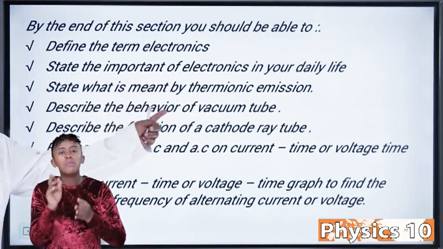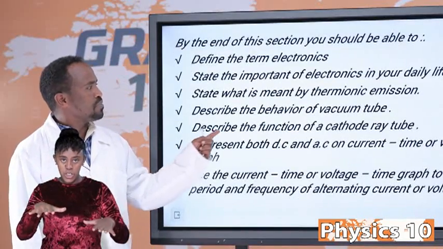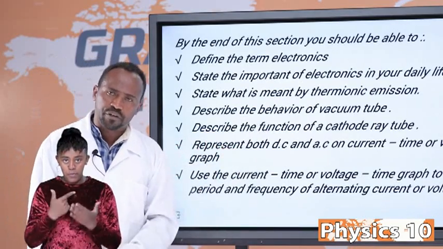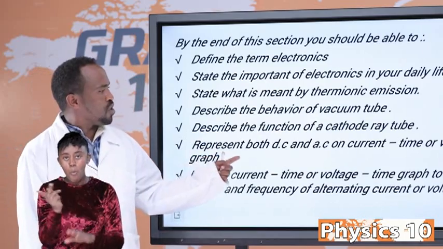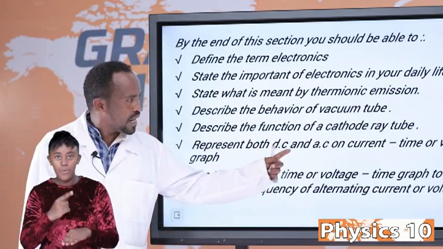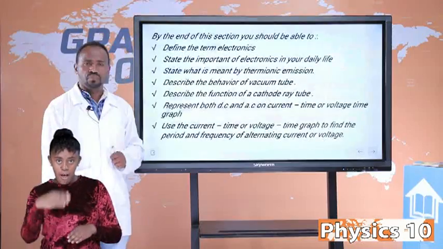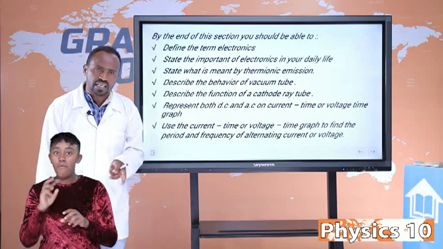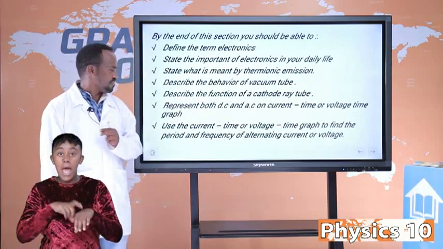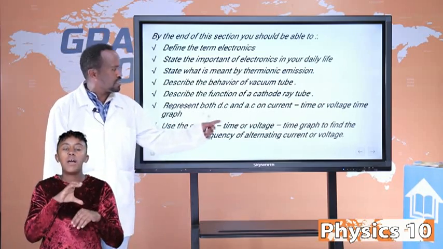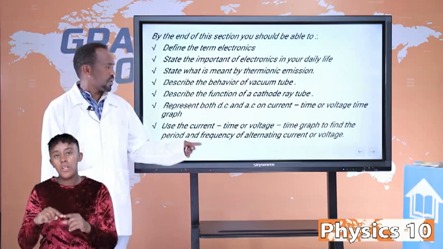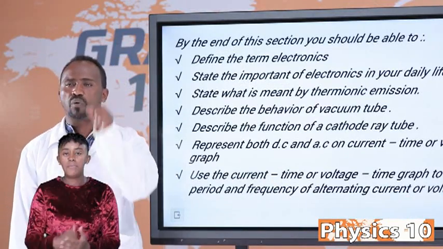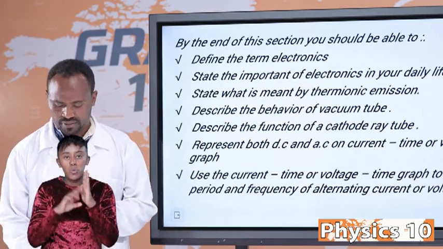State what is meant by thermionic emission. Describe the behavior of vacuum tubes. Describe the function of cathode ray tubes. And represent both DC and AC on a current-time or voltage-time graph. We will see how to draw a current-time graph for DC versus AC, and use the current-time or voltage-time graph to find the period and frequency of alternating current or voltage. This is the main point that we are going to see under these units.